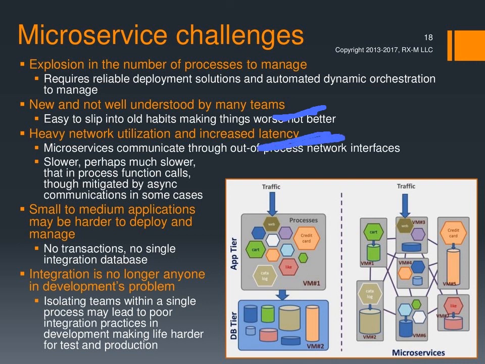Heavy network utilization, right? We're in a world where 10 gigabit Ethernet is sort of standard in the data center, and uplinks are 40 and 100. So this works well there. If you're going to run this on some old infrastructure, you might be in for some surprises on the problems that these links cause. Small to medium applications, again, are easier to build as monoliths, and integration is no longer anyone in development's problem. That's another big one.